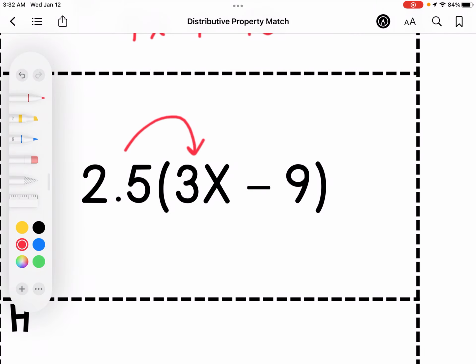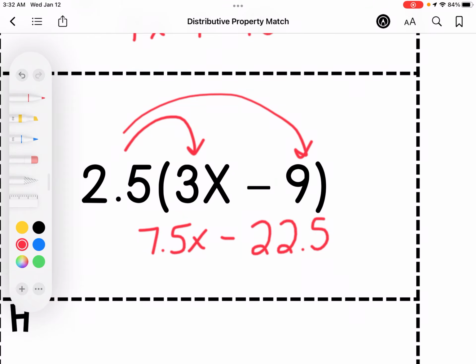2.5 times 3, so I'm going to get my calculator back out. 7.5x, and then 2.5 times 9 equals minus 22.5.